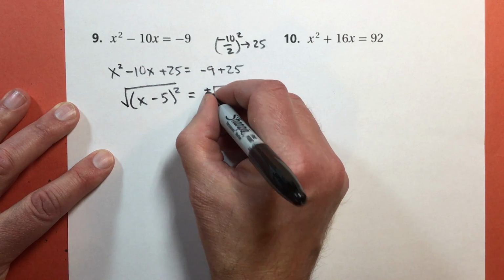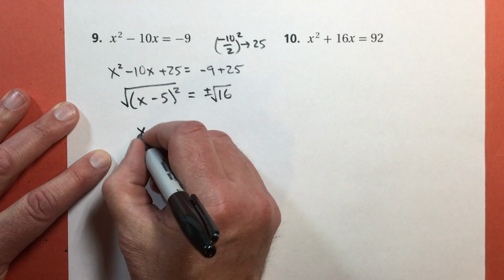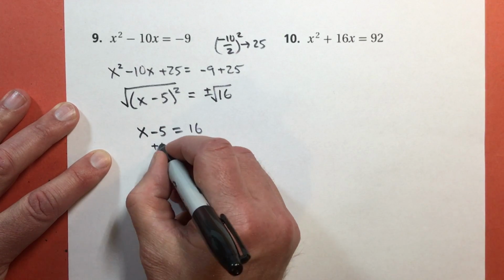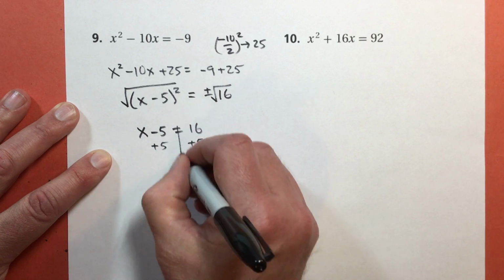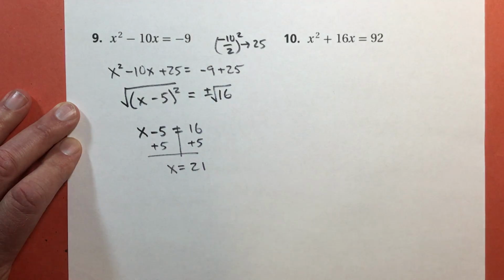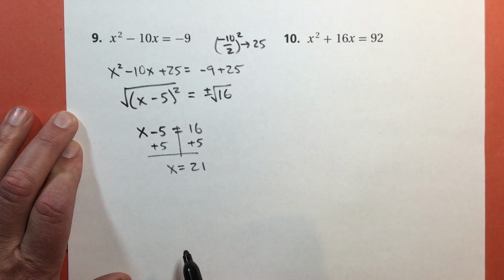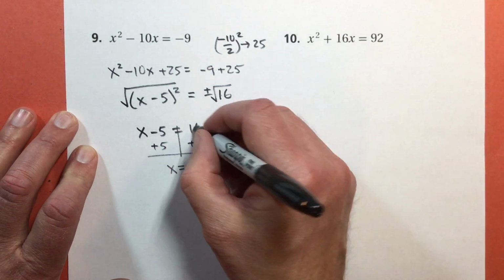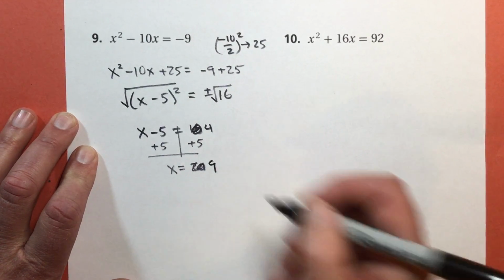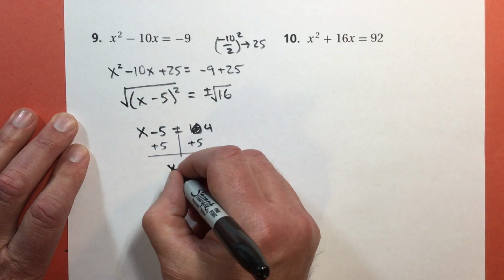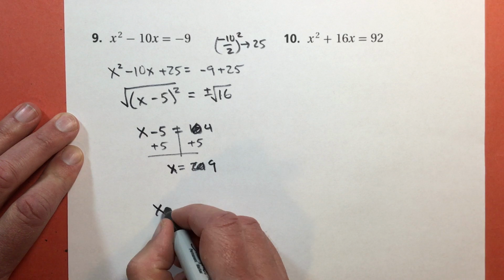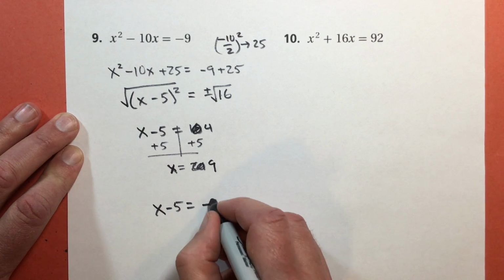Take the square root, don't forget the plus or minus, and I get x subtract 5 equals positive 4. Add 5, and I get x equals 21. Excuse me. I don't know why I keep doing that. At least I caught it. x equals 9. Square root of 16 equals 4. And x subtract 5 equals negative 4.